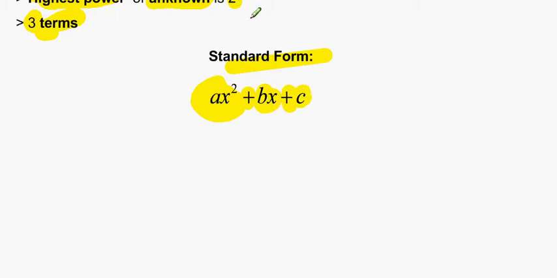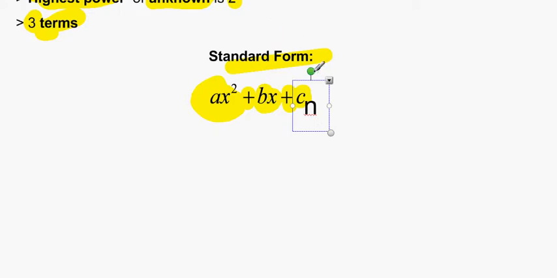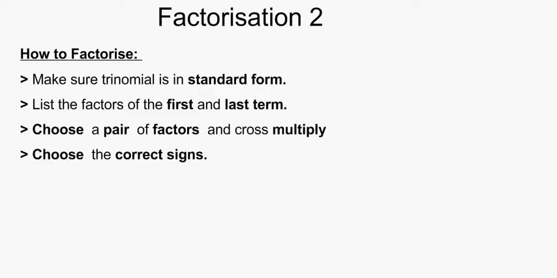Now I'm not going to spend so much time explaining all this. I'm just going to jump straight into problems. So how do we factorize? Remember, factorization is the opposite of products. The first thing we need to do is make sure that the trinomial is in standard form, right? Remember, standard form is ax squared plus bx plus c.